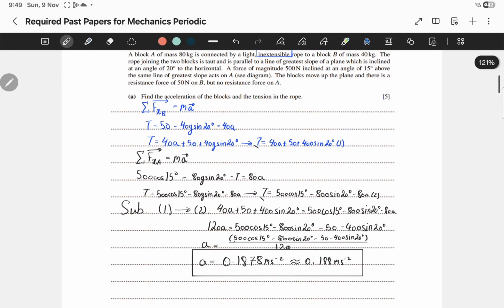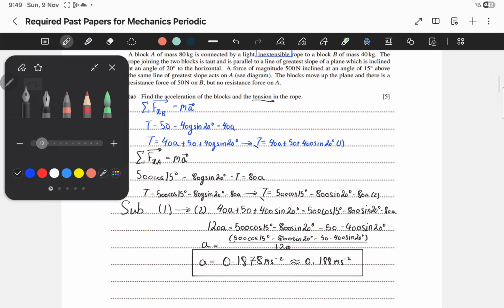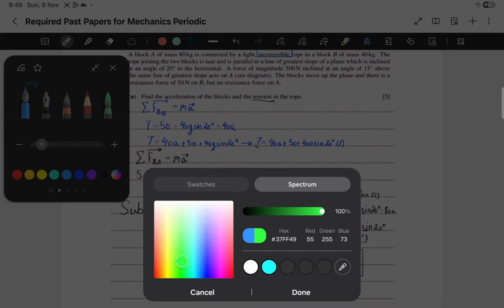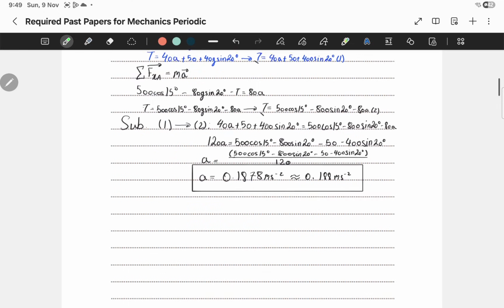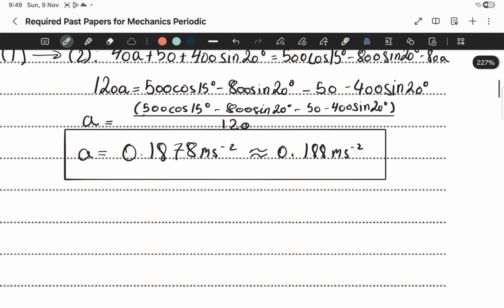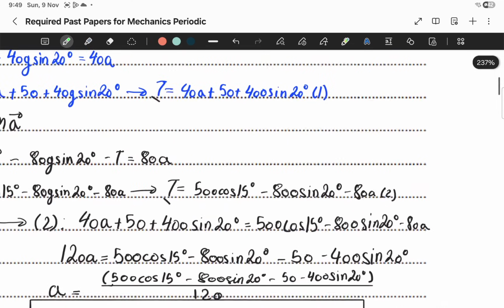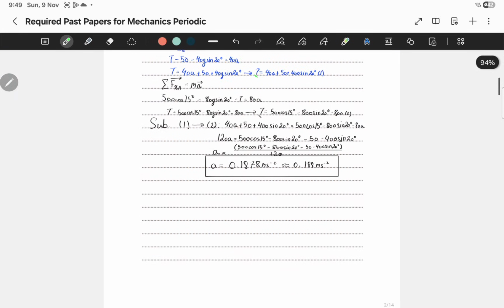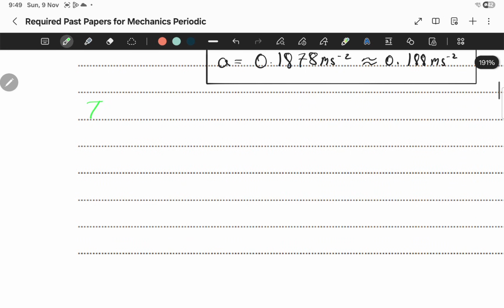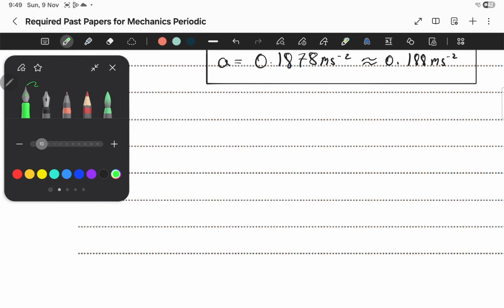Oh wait, no, they want the tension also. They want the tension in the rope. For the tension, I'm going to write in light blue, or green. Don't write in green in the actual exam. Now you have these equations, right? Look here. You have tension is equal to 40A plus 50 plus 400 sine 20 degrees. We have A, so we can write tension is equal, oh, this color is disgusting, never mind.